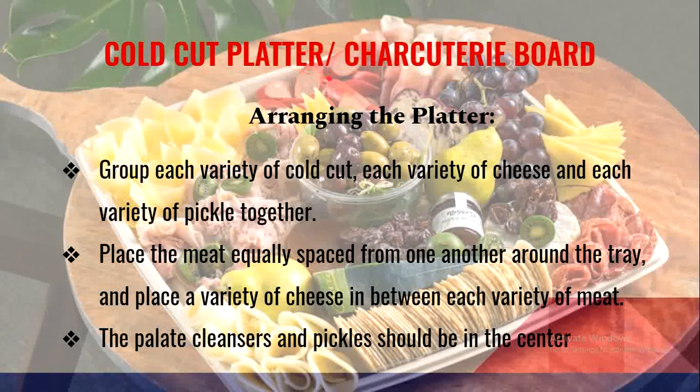In arranging the platters, we need to group each variety of cold cut, each variety of cheese, and each variety of pickles together. Place the meat equally spaced from one another around the tray, and place a variety of cheese in between each variety of meat. So we are arranging it in a round shape with meat and cheese alternatively, and the palate cleansers or pickles should be in the center. So this is the basic idea of arranging a cold cut platter.